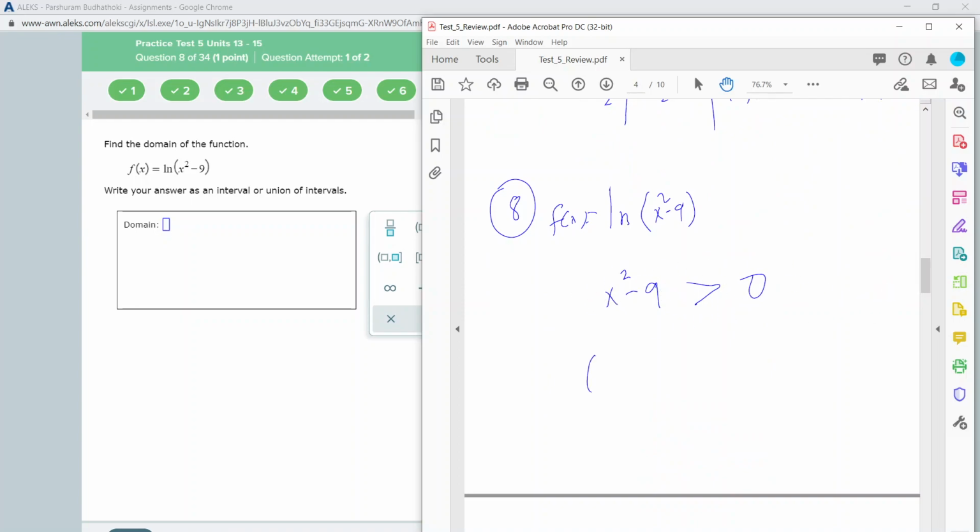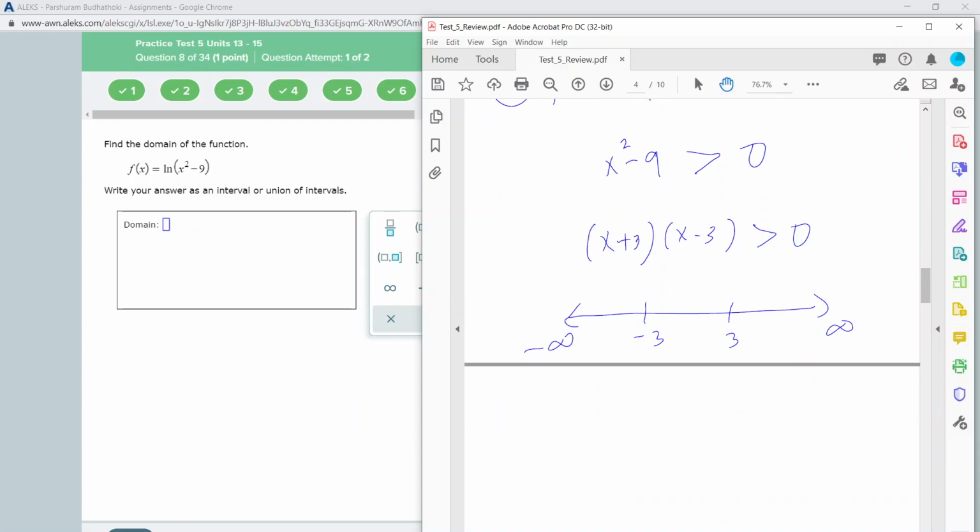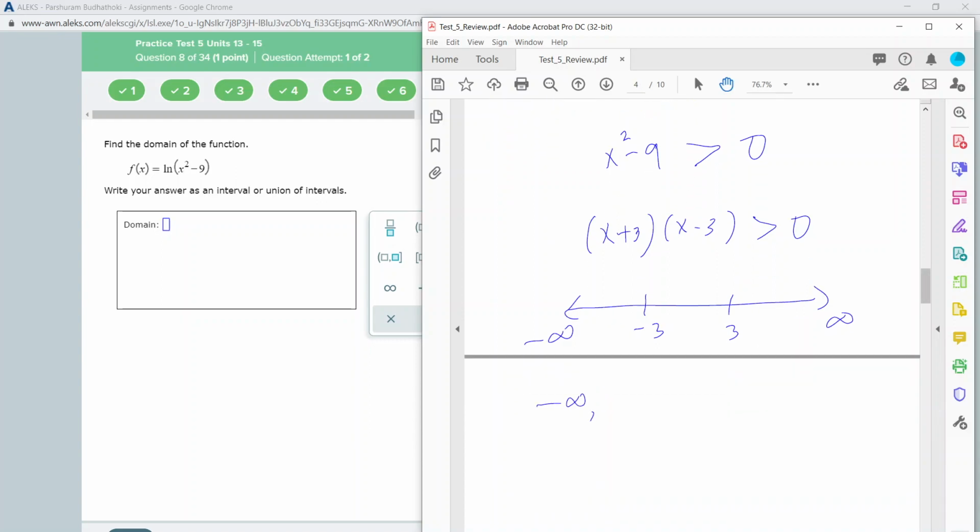Solving this inequality needs a little bit of work. I can factor it as x plus 3 times x minus 3, and find the zeros of these two factors, which are at negative 3 and positive 3. To find where x squared minus 9 is greater than 0, I need to check three intervals: from negative infinity to negative 3, from negative 3 to positive 3, and from positive 3 to infinity. So I'm going to pick three testing points from these three intervals.